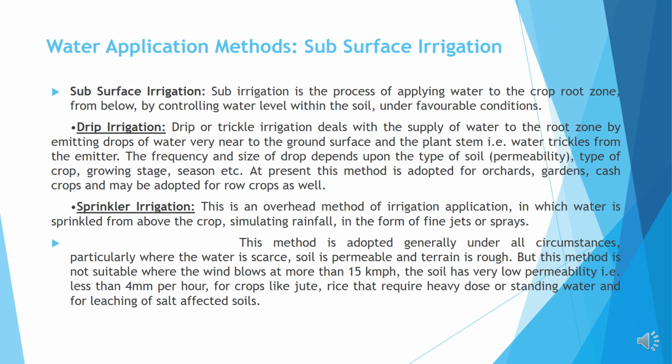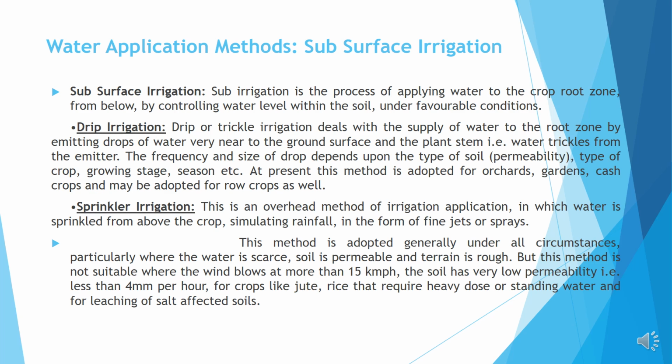Sprinkler irrigation. This is an overhead method of irrigation application in which water is sprinkled from above the crop, simulating rainfall in the form of fine jets or sprays. This method is adopted generally under all circumstances, particularly where the water is scarce, soil is permeable, and terrain is rough. But this method is not suitable where the wind blows at more than 15 km per hour.